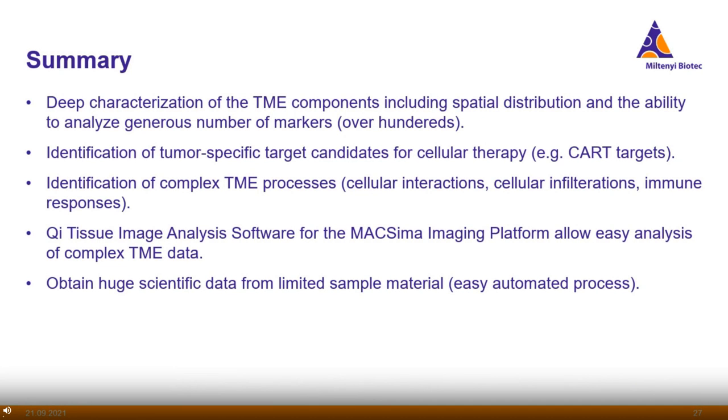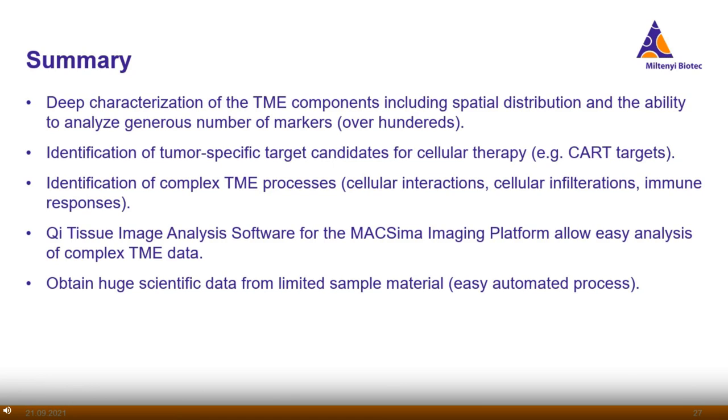Now, I would like to wrap up by summarizing the benefits of the MACSima and its mixed technology for TME research. Using this technology, you can do comprehensive characterization of the tumor microenvironment components and also understand their spatial distribution without having to worry about any marker limitations. If you are interested in identifying tumor-specific targets for cellular therapies, then you have an amazing solution.